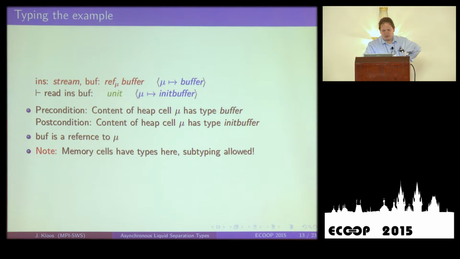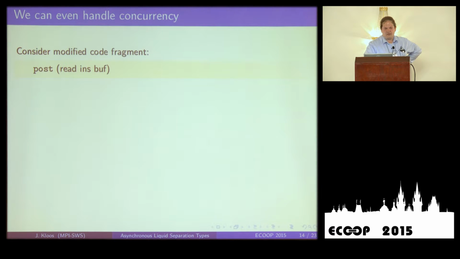We can actually do even more now. We can now talk about mutable state, but we were coming from a concurrency angle. And it turns out that we can handle this quite easily now. So let's consider a modified fragment of the code. We not just read from the buffer, but we create a task to read from the buffer, so we post it.